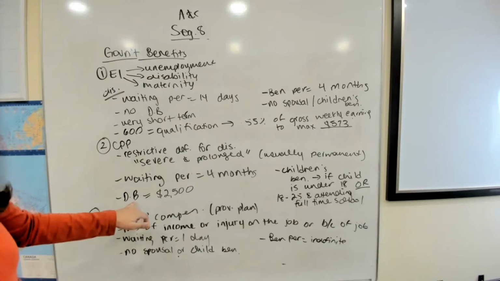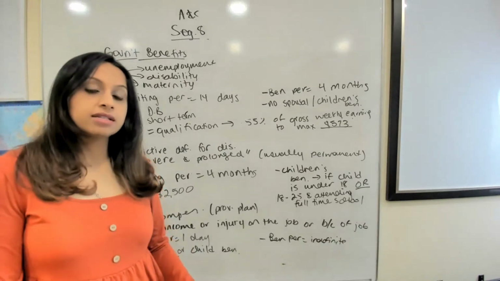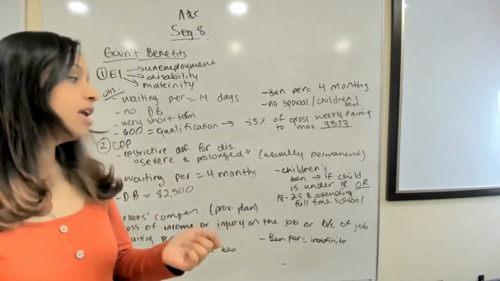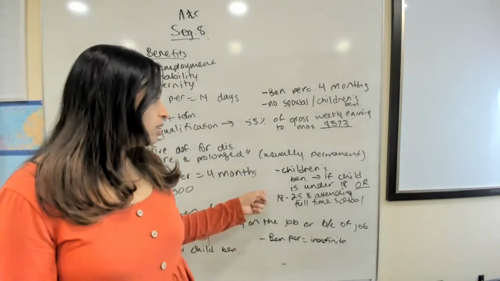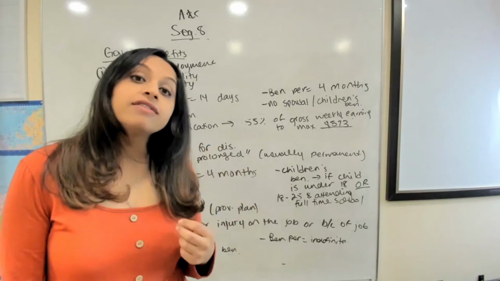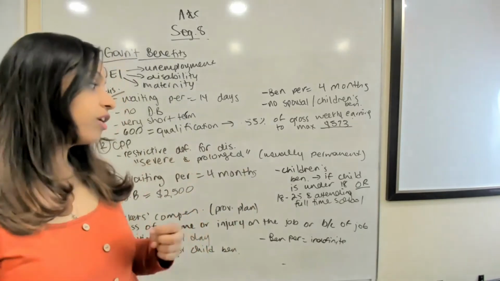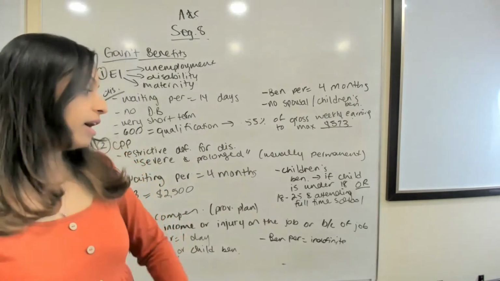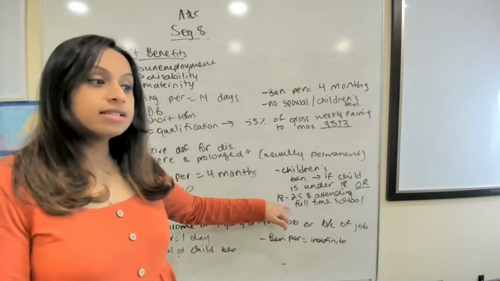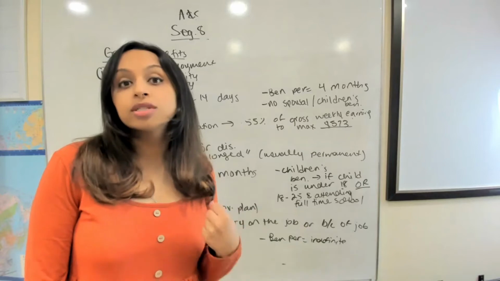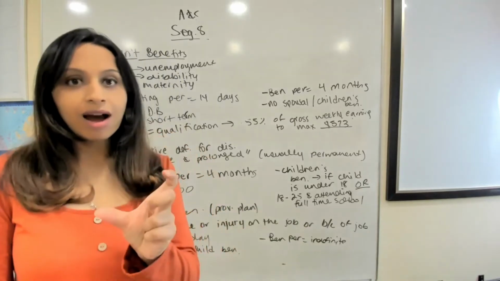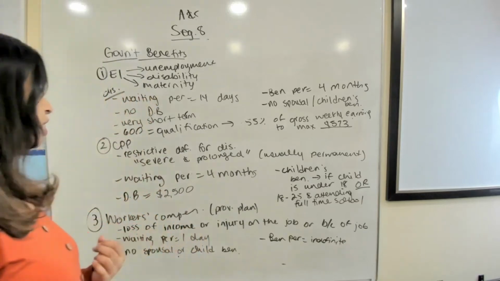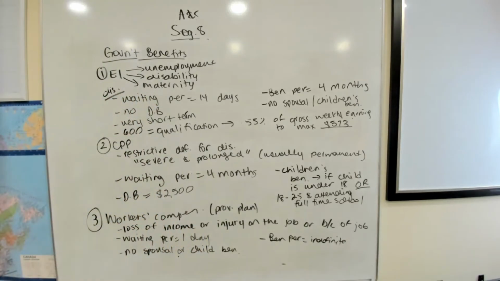It does have a death benefit of $2,500. So if that happens, they give a maximum of $2,500. It does not have a spousal benefit, but it does have a children's benefit, right? So if the children are under 18, they can get a benefit under that plan as well. Or if they're between 18 and 25 and attending full-time school, and it's important that we highlight the full-time. If they're part-time, it won't apply, right? So that is the qualification for that.